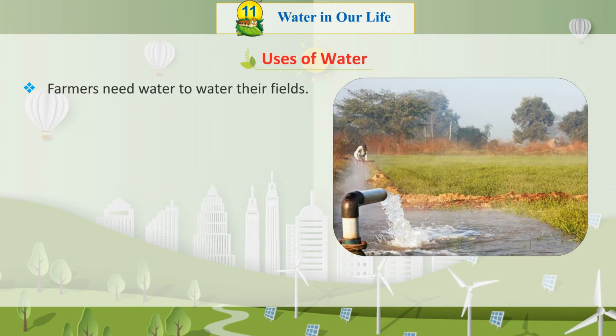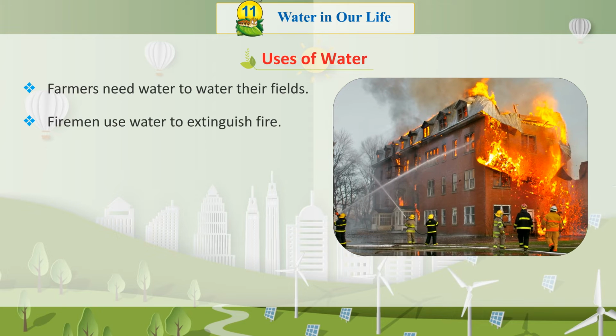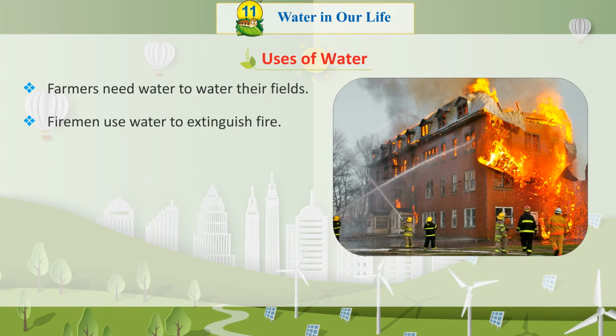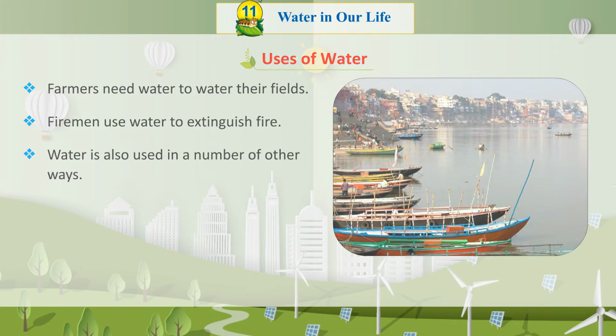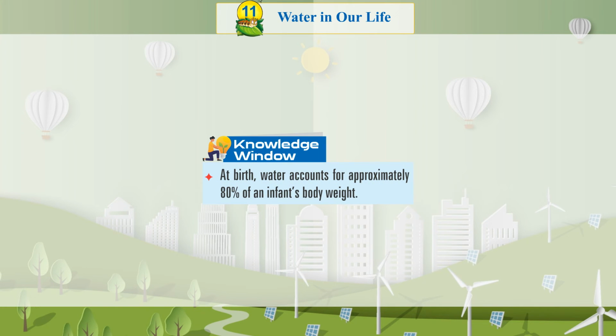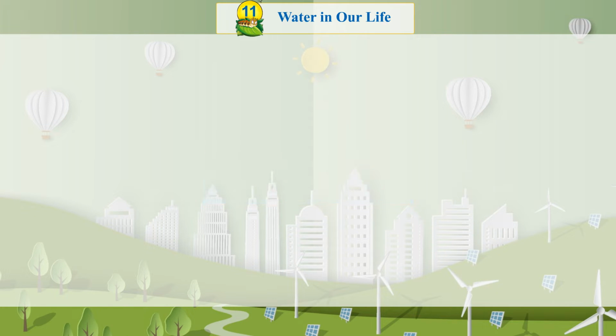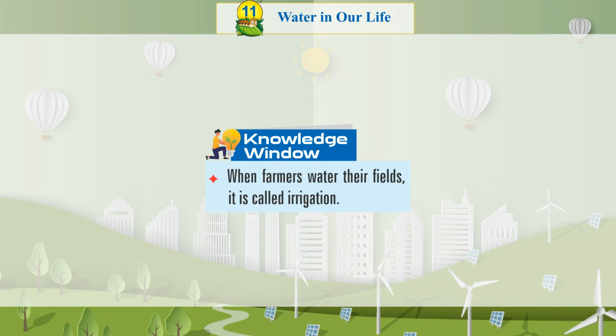Farmers need water to water their fields. Firemen use water to extinguish fire. Water is also used in a number of other ways. Knowledge window. At birth, water accounts for approximately 80% of an infant's body weight. Knowledge window. When farmers water their fields, it is called irrigation.